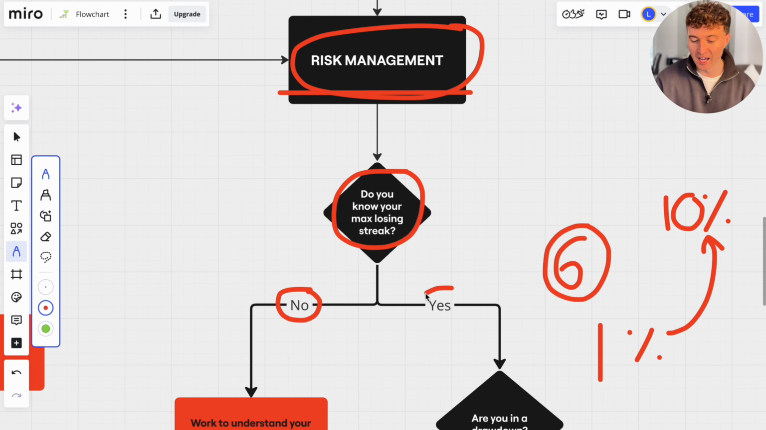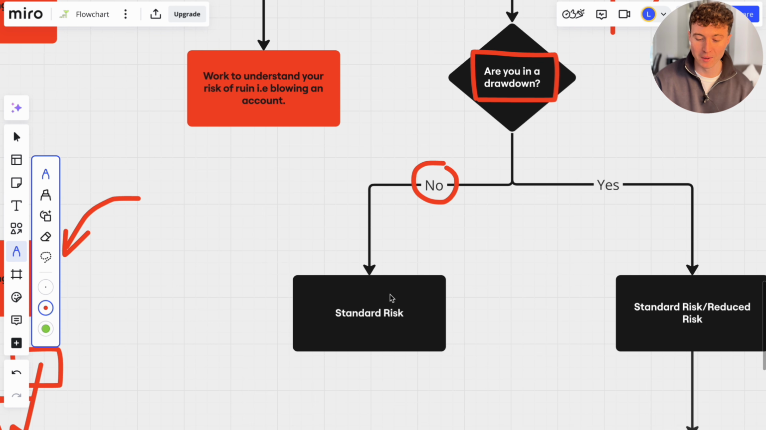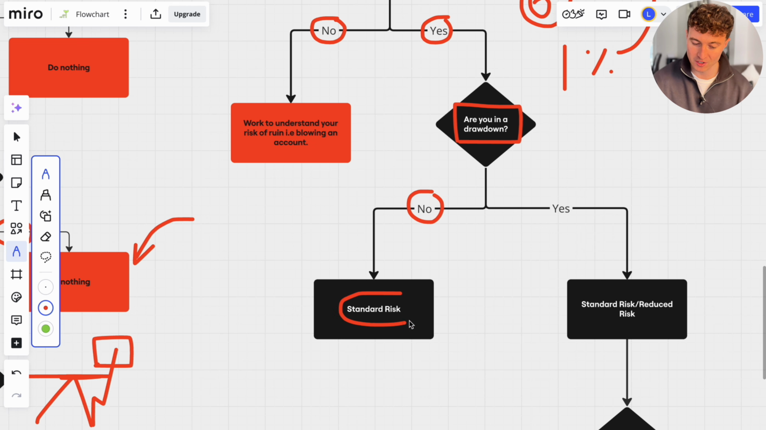So if the answer is yes, like myself, and you do know your maximum drawdown, you then need to ask yourself, are you actually in a drawdown? If the answer is no and you're not in a drawdown, then I recommend to just use standard risk. So for me, that would be 1%. However, at the end of the day, I'm not here to tell you what you should be risking within the markets. That is for you to determine based on what your strategy is and based on your own data.